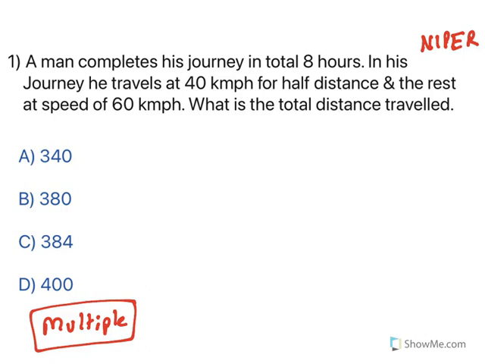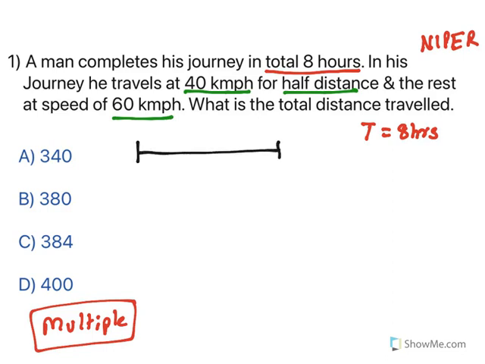Let us see this. Now a man completes his journey in total 8 hours. So I told you the strategy, you need to write down what is given. The total time is 8 hours. Not only this, in his journey he travels at 40 kilometers per hour for half the distance. The rest is at 60 kilometers per hour. Now look at this. This is the total distance. Now in this total distance, half of it he traveled with 40 kilometers per hour and the next half is with 60 kilometers per hour.